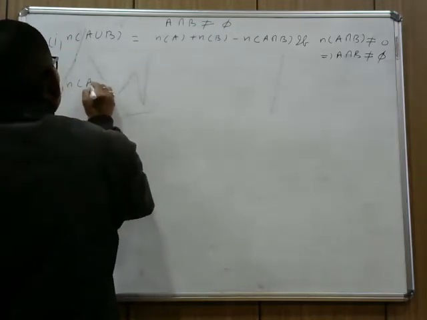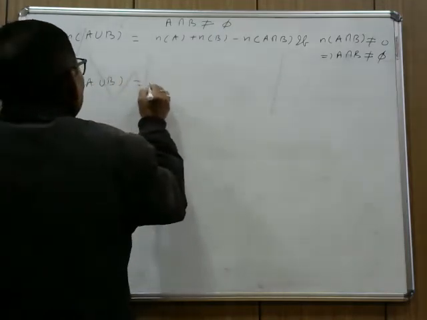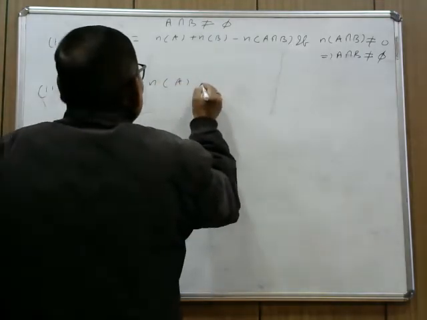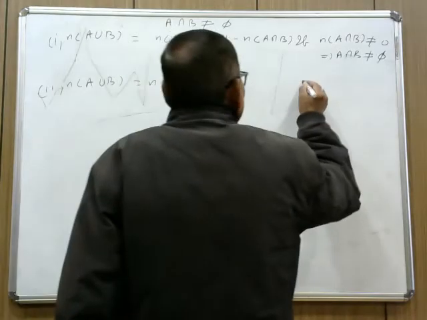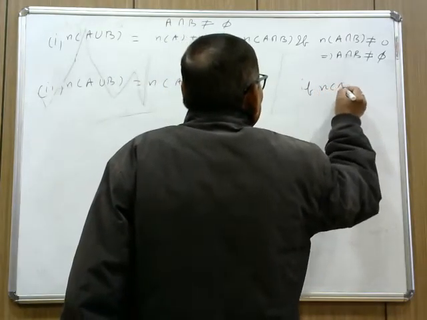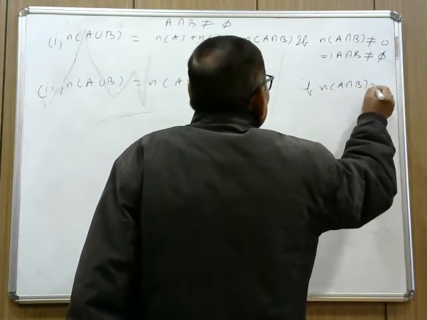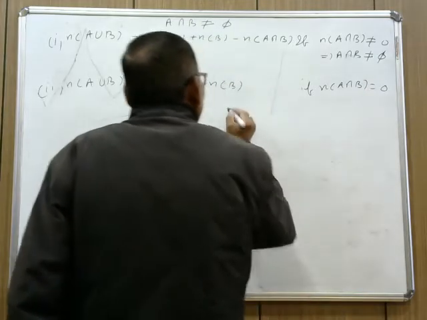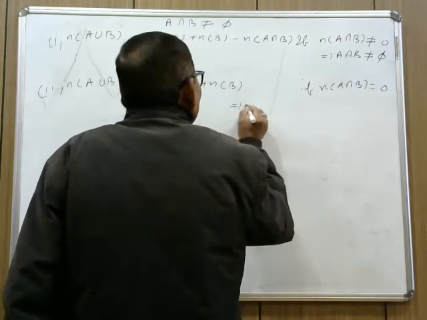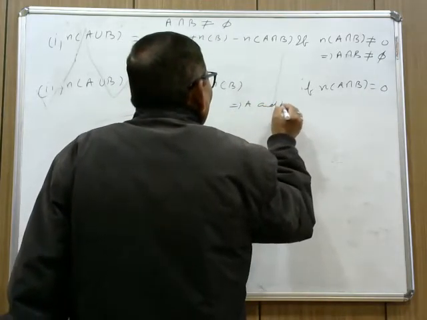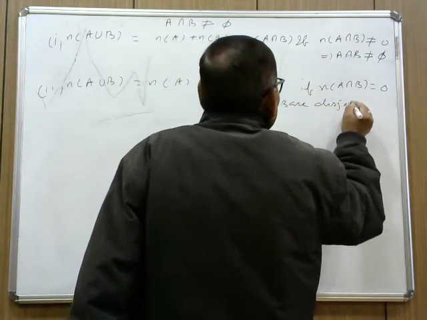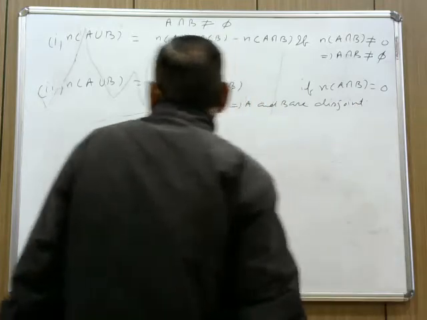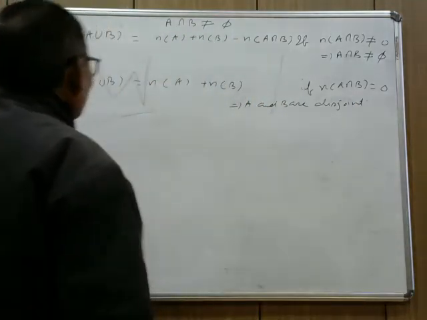Now, second result. The number of elements in A union B is equal to the number of elements in A plus the number of elements in B, if the number of elements in A intersection B is 0. This implies that A and B are disjoint sets. They are not overlapping sets.